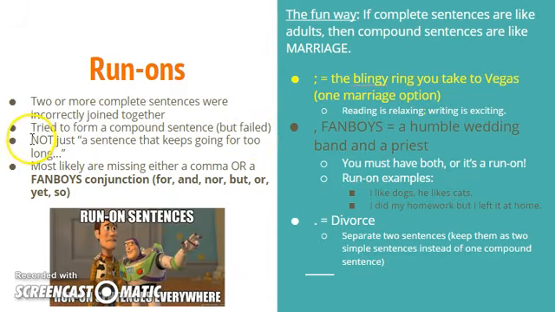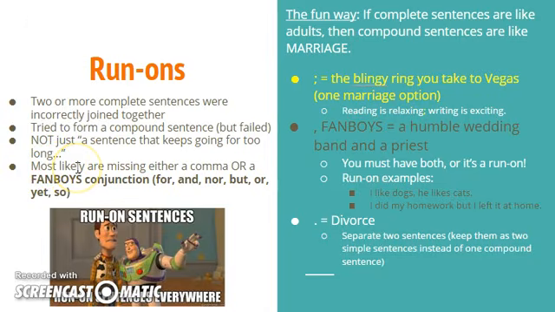Now, a lot of people like to say, oh, a run-on is just a sentence that keeps going for too long, and it goes on and on and on forever. But that's wrong. That definition is not grammatically correct. It's, again, 2 or more sentences that were joined together incorrectly.